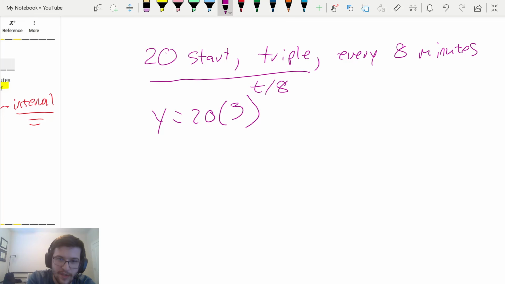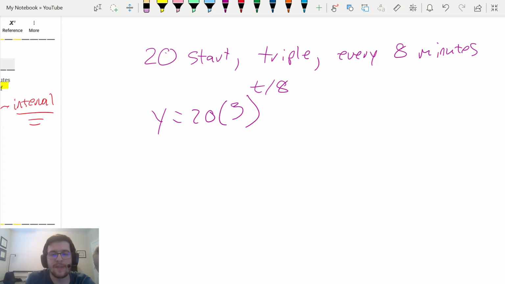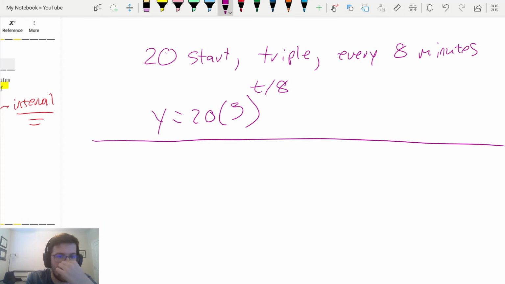You have to be able to go back and forth between the words and the equation on the test very quickly. Sometimes they give you the equation and you have to give the words. Sometimes they give you the words and they ask for the equation. Okay, let's do one more, and then I don't want to spend too much time on this.